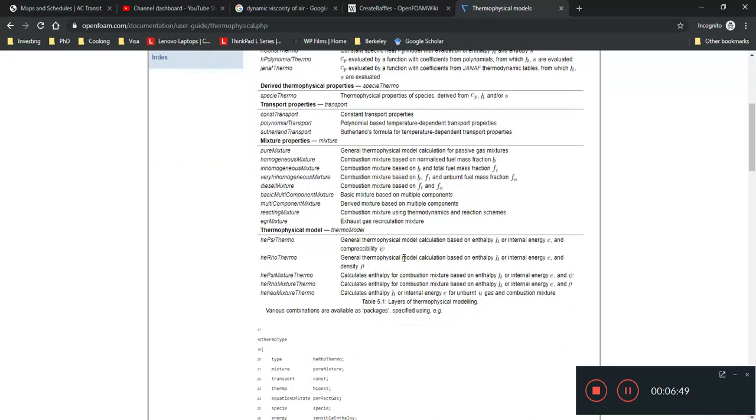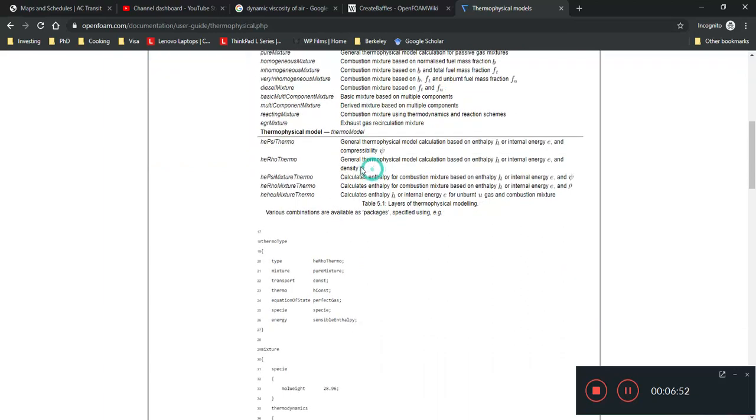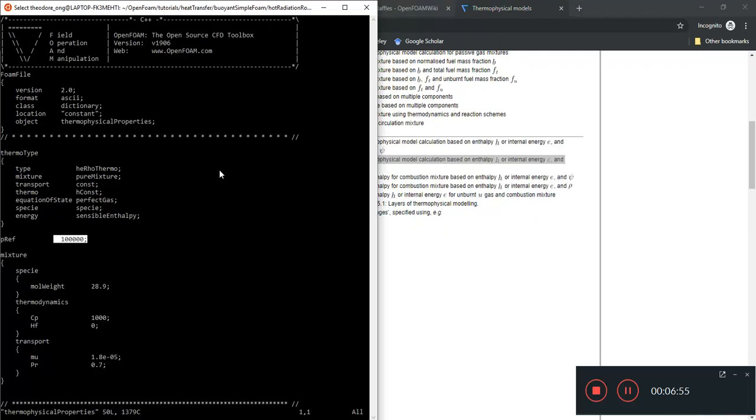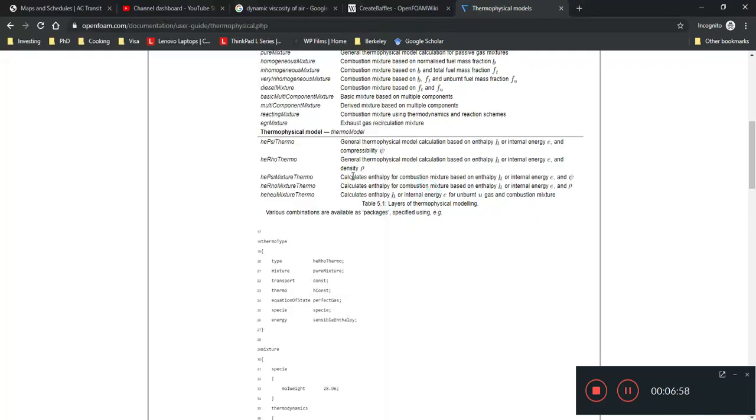These are the various inputs we can give, but let me zoom in on heRhoThermo, which you can see over here. This is a general thermophysical model, and the calculation is based on enthalpy, or internal energy, and the density. That's why you have H, which is enthalpy, E, which is internal energy, and rho, which is the density. So this is what it's used to calculate. Now, of course, you can have other things here, for example, hePsiThermo. At the time of making this video, I'm not sure what the psi is. I'll have to look that up.